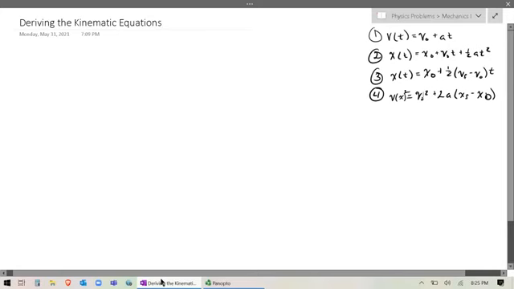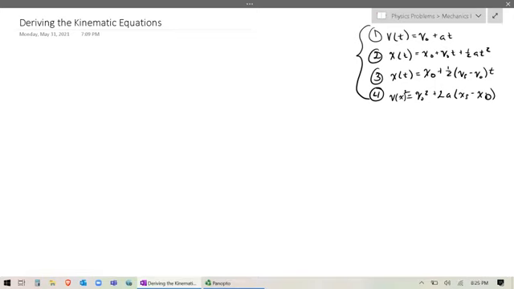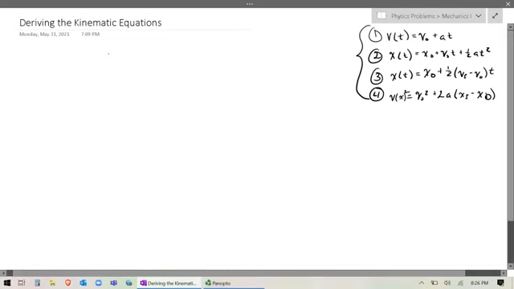Okay, so what we're going to be doing is deriving the kinematic equations. It's these four here that any person who's ever taken a physics class is familiar with. It was always hard for me to figure out where these were coming from. So we're going to derive them.